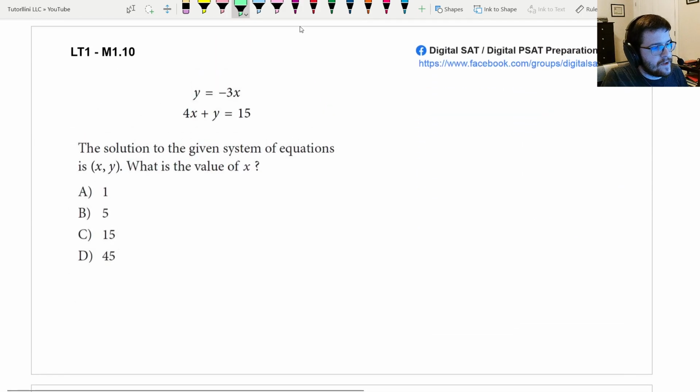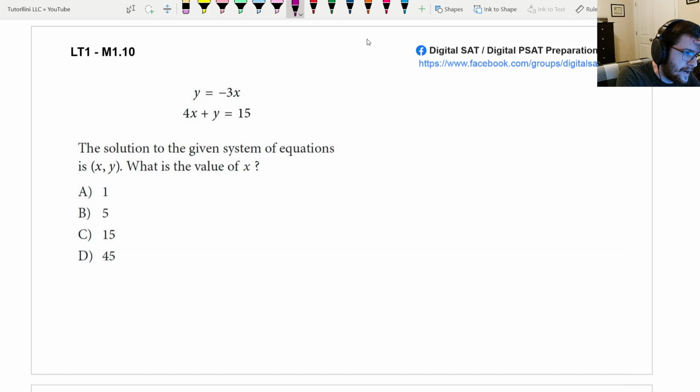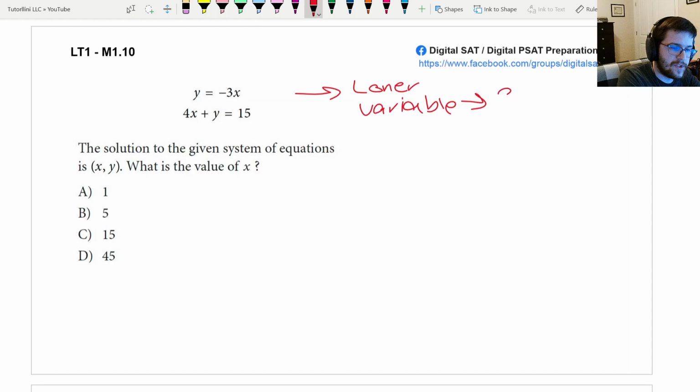All right, system of equations. So we'll do it by hand first, then we'll do it using Desmos. I have a letter by itself already, y. That's called a loaner variable. Got him by himself. So we're going to use substitution. You could do elimination, but I feel like substitution is easier for this one personally.